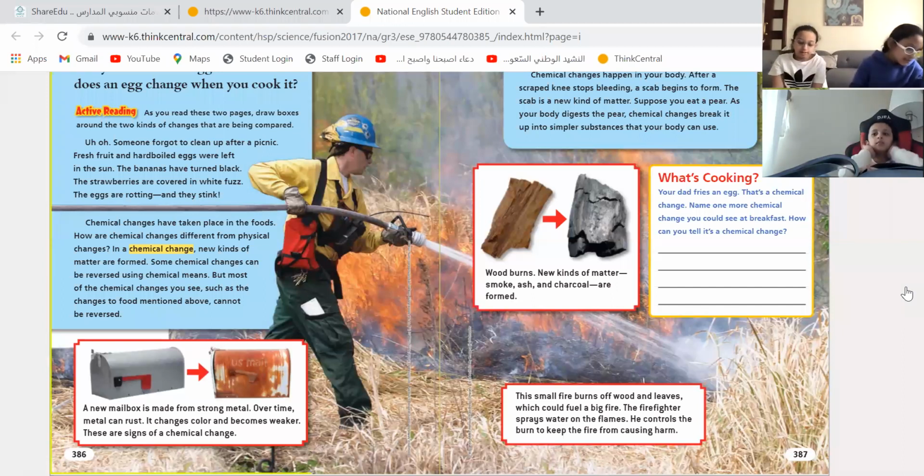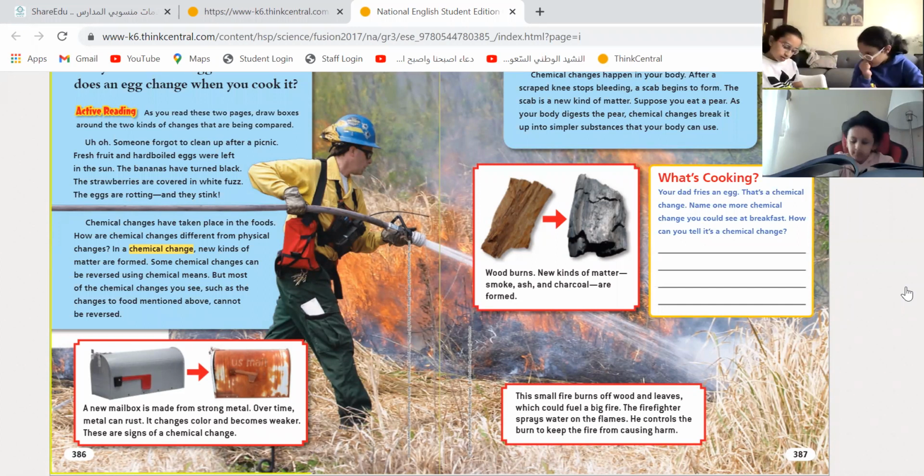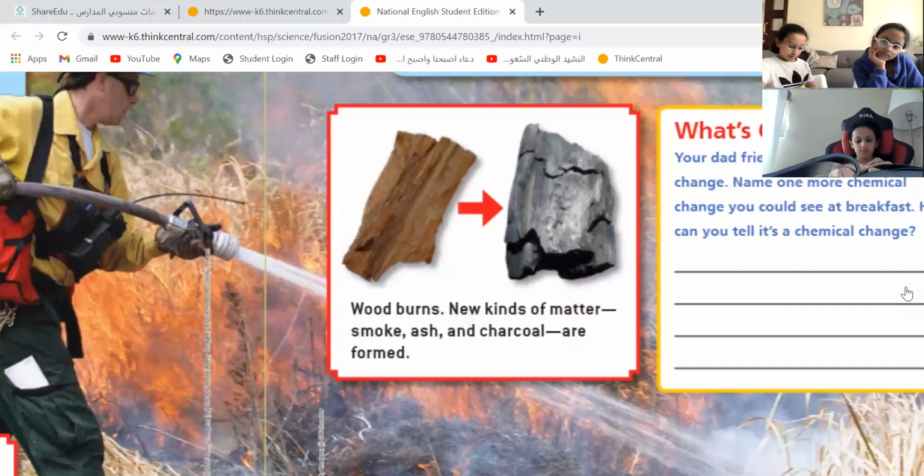Physical change means the kind of matter stays the same. Chemical change: new kinds of matter are formed. So new things appear. New substance will be there. And as Gamora told us, when wood burns, it turns to charcoal in this picture. Look at here.